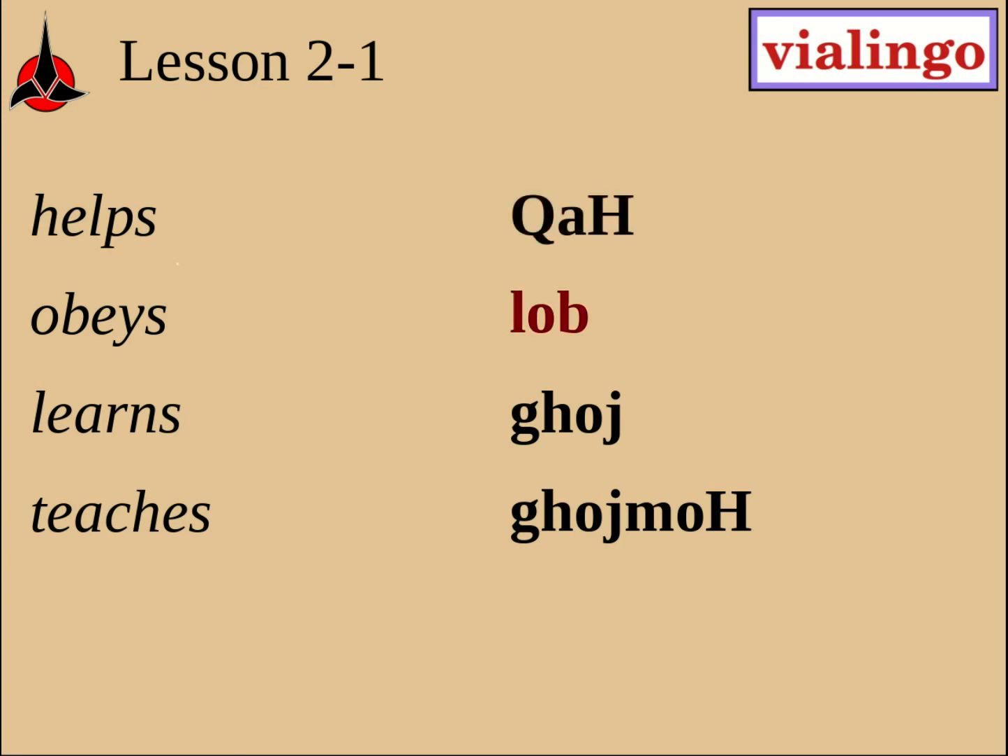Obeys is lob, lob. Imagine a Ferengi businessman who will obey anyone who massages his earlobe. Lob. Learns is ghoj, ghoj. Imagine a classroom full of cockroaches, all of them busily learning Klingon. Ghoj.